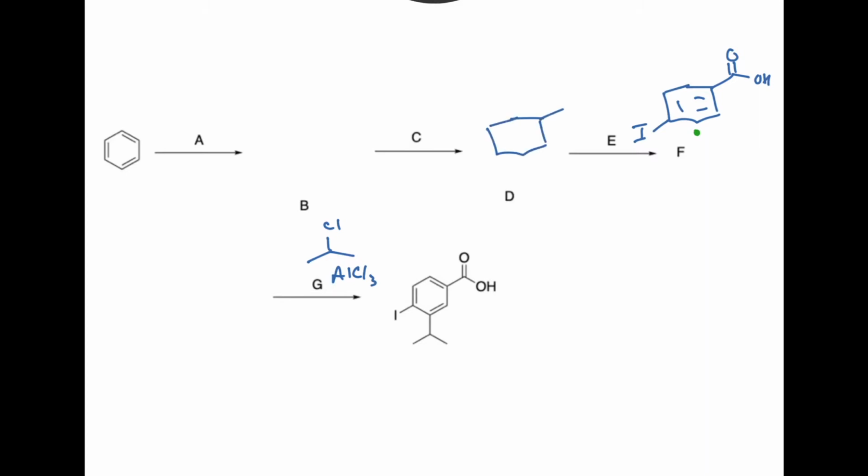We'll make it a methyl, right? But D would be, we would be installing the carboxylic acid in E. Right, so how do we make a carboxylic acid? I already said it. KMnO4.